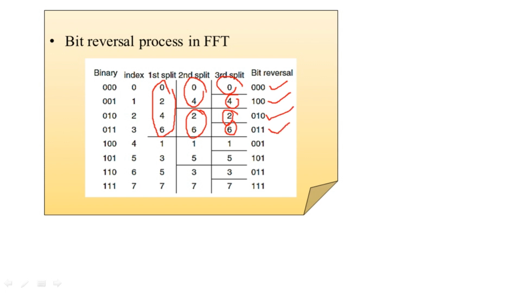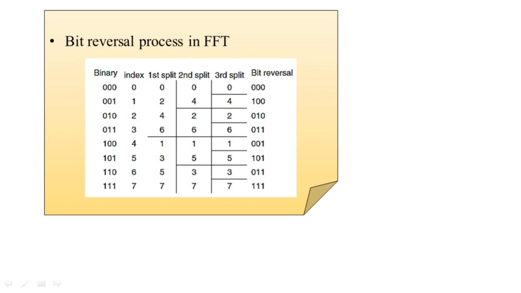On to the latter half also we have here 1, 3, 5, 7. Into the second split we have 1, 5 and 3, 7 here. Whereas into the third split we have 1 by 001, 5 by 101, 3 by 011 and 7 by 111 here. So this is what the bit reversal process employed in the fast Fourier transformation algorithm here.